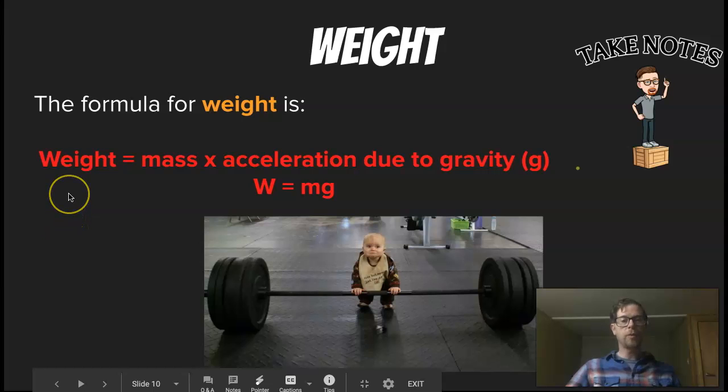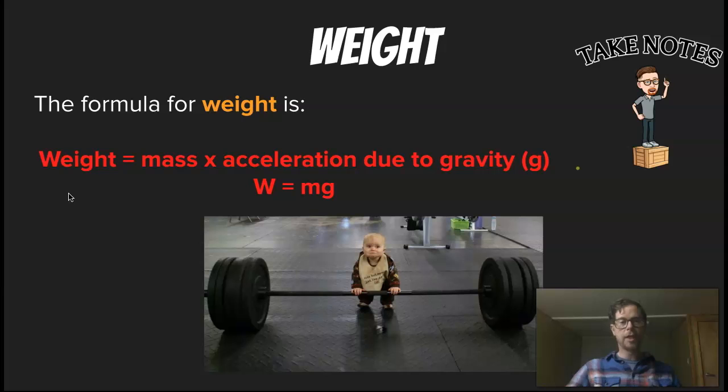And the formula for weight is basically the same exact thing as the formula for force, just substituting two different things in here. So for force, we say weight. Remember, weight is a force. We've got our mass, and then for acceleration, we have the specific acceleration, the acceleration due to gravity, which is little g. So the formula for weight is mass times gravity.